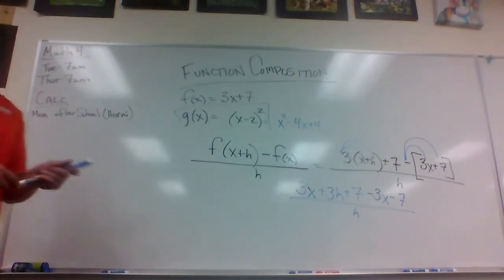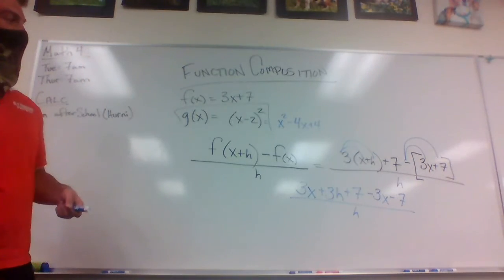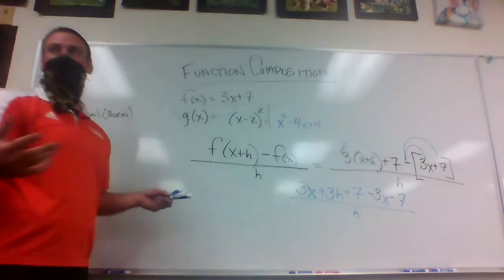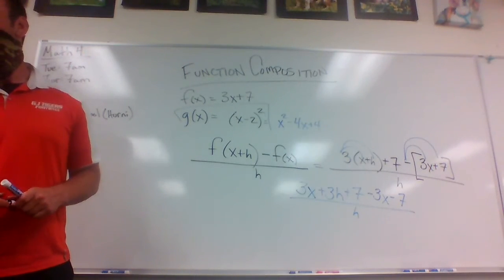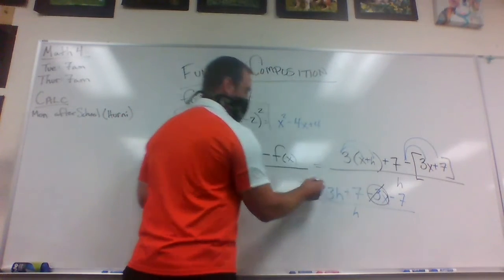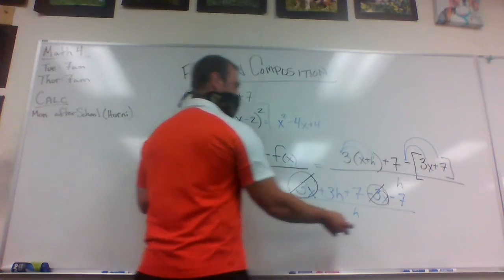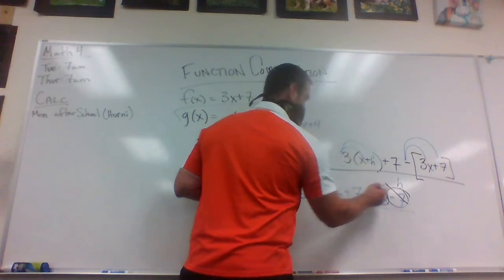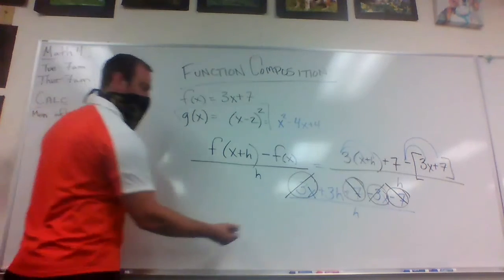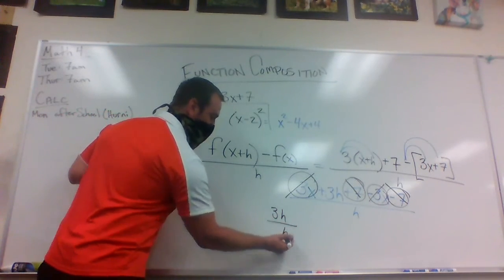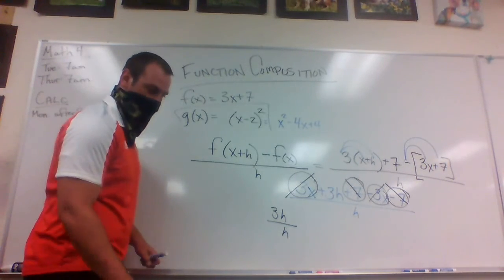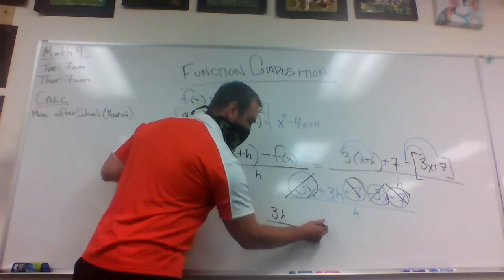Now, can we reduce this at all? Yes. Fun fact, guys: when we subtract f of x, all of that's going to cancel every single time. If it doesn't, you messed up. Negative 3x cancels with positive 3x. Negative 7 cancels with positive 7. So we really have 3h over h. You guys all right with that? What is 3h divided by h? 3.